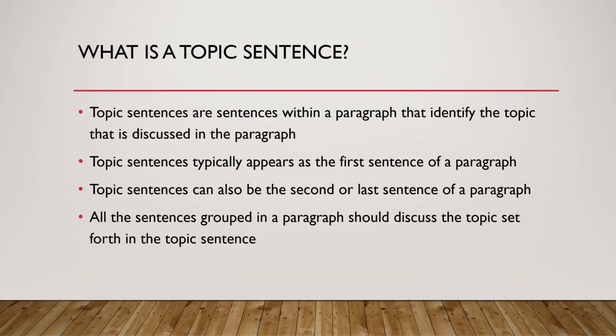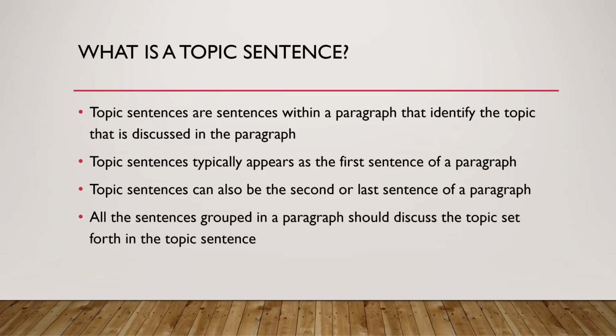Well, you usually identify what a paragraph is about by including a topic sentence. Topic sentences are sentences within a paragraph that identify the topic that is discussed in the paragraph. Topic sentences typically appear as the first sentence of a paragraph. They can also be the second or the last sentence of a paragraph. In fact, they can be any sentence in a paragraph, but you have to be pretty good to pull that off. Most of the time, you're going to have your topic sentence be the first sentence in the paragraph. And all sentences grouped in a paragraph should discuss the topic set forth in the topic sentence.